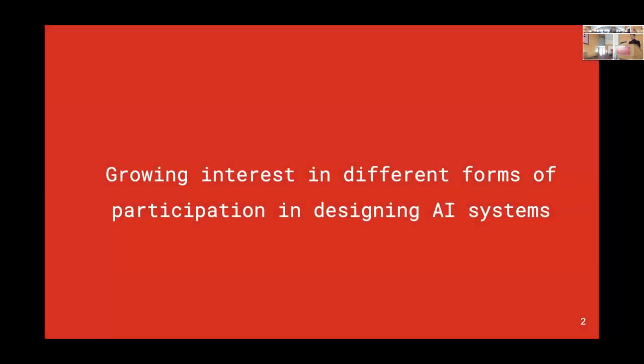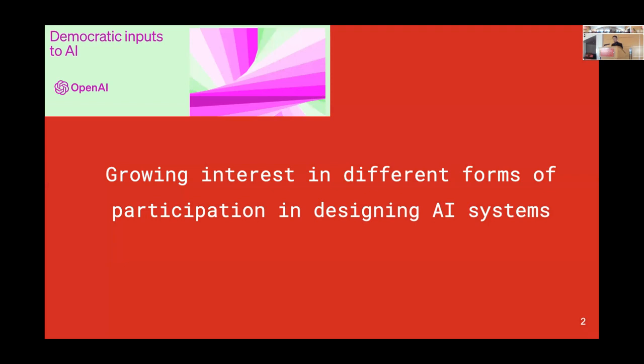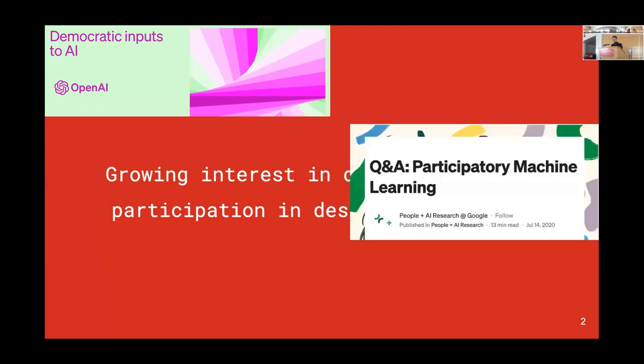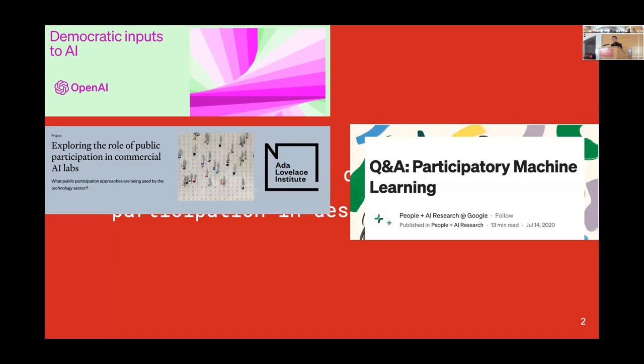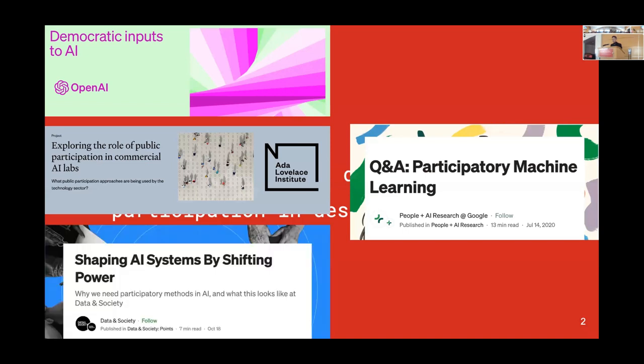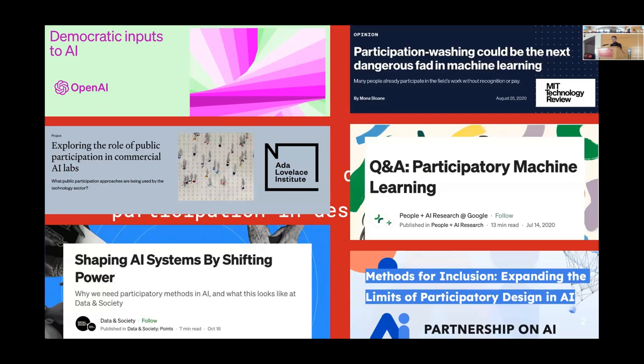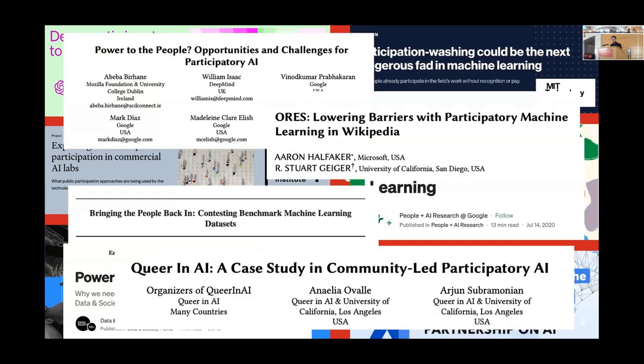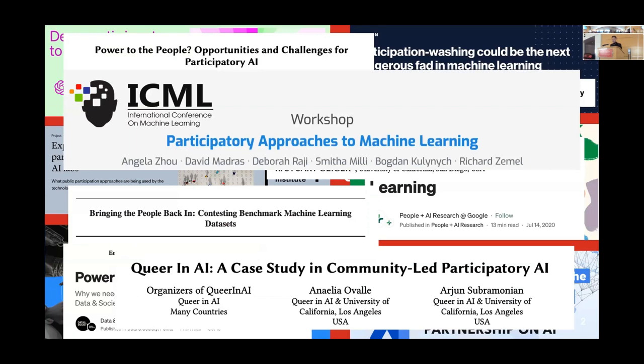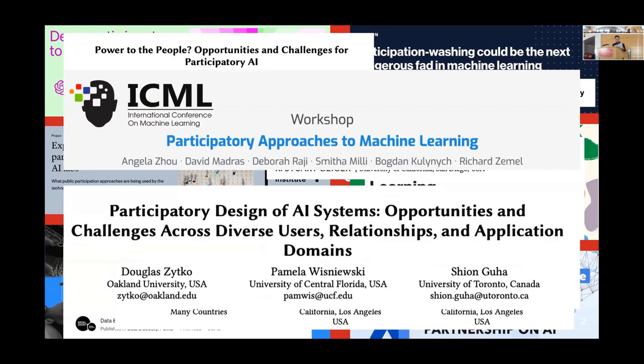There's been a lot of recent interest in different forms of participation in designing AI systems, or to give a loose definition of AI, computational systems that learn from data. This interest spans technology companies such as OpenAI's call for democratic input to AI, nonprofits such as the recent initiatives by Ada Lovelace Institute, as well as academia, such as work by researchers like Mona Sloan, as well as workshops at ICML and CHI, among others. Overall, there is a growing consensus that stakeholders affected by AI systems should participate more in their design.